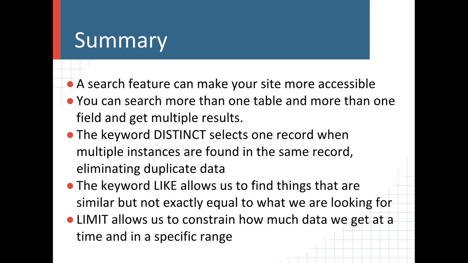The keyword like allows us to find things that are similar but maybe not exactly to what we are looking for. And limit allows us to constrain how much data we get at a time and potentially in a specific range.